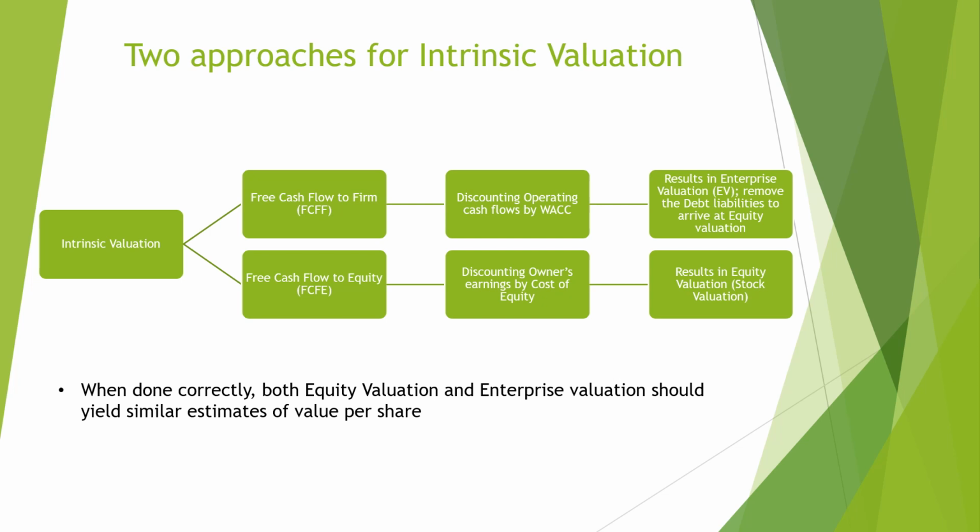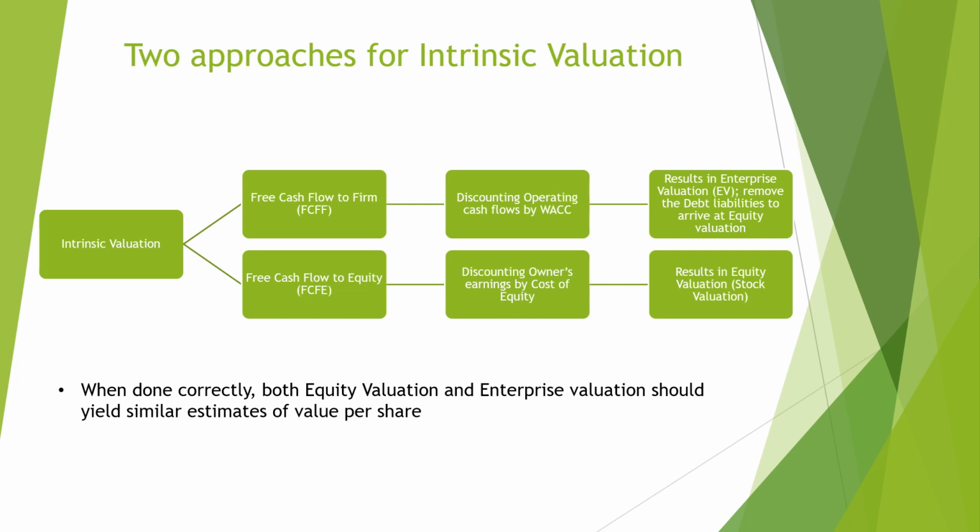So what we do in the case of FCFF is we discount the operating cash flows by the weighted average cost of capital. Why? Because it takes both debt and equity into the picture. And if we are just focusing on the equity part, then we are just discounting the owner's earnings, which is basically free cash flow, by the cost of equity.